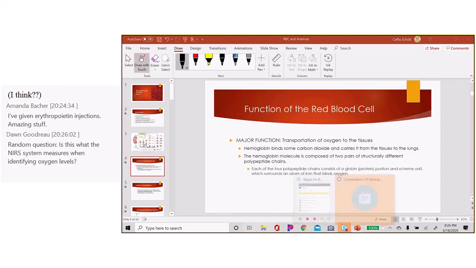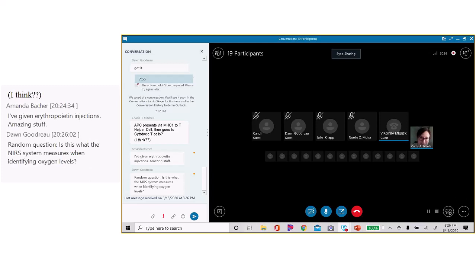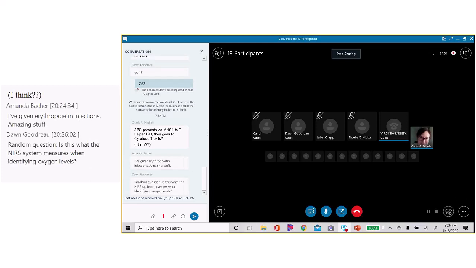So the major function, random question, I'm giving, yes, erythropoietin is basically synthetic erythropoietin that the kidney releases, and it is a really good way to stimulate the bone marrow to make red blood cells.